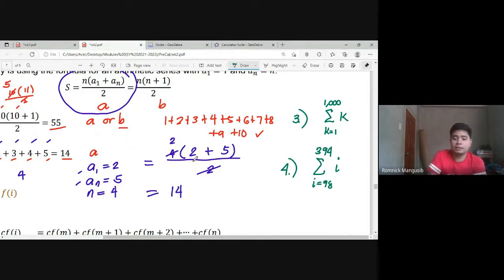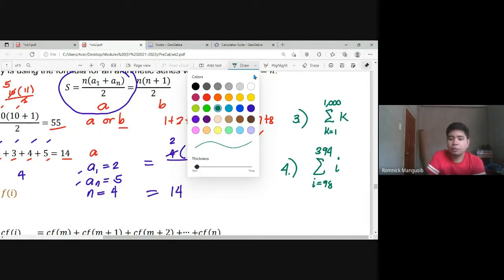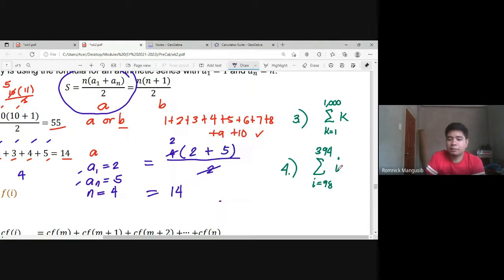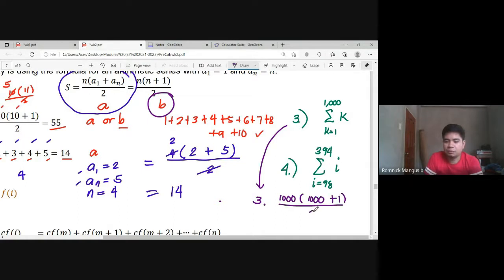Okay, let us now answer. Itong number 3, i starts from 1 to 1,000. So gagamitin na natin ang formula B. So magiging n ay 1,000. So 1,000 times 1,000 plus 1 divided by 2.